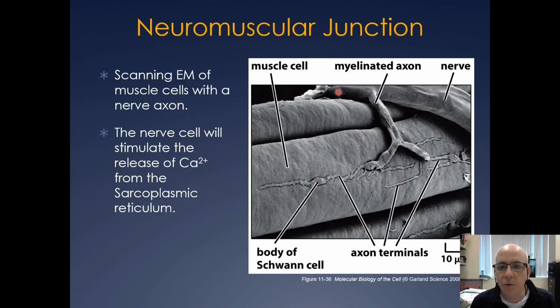In the case of muscle cells, this is a nice scanning EM of a neuromuscular junction. Here is the muscle cell, the myofibril, and then you have your nerve termini, and here's your myelinated axon. Ultimately what will happen is you'll get an action potential traveling down here, and the end result is the release of calcium from the sarcoplasmic reticulum, right? And we've seen that before. But how exactly does it work?